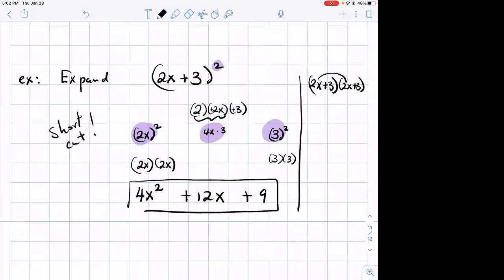Then 2x times 3 becomes plus 6x. Then 3 times 2x becomes plus 6x. And 3 times 3 becomes plus 9. And notice that we have like terms, so we have 4x squared plus 12x plus 9. So this is the reason I like the shortcut, because you'll be able to get the hang of this after you do a few examples.